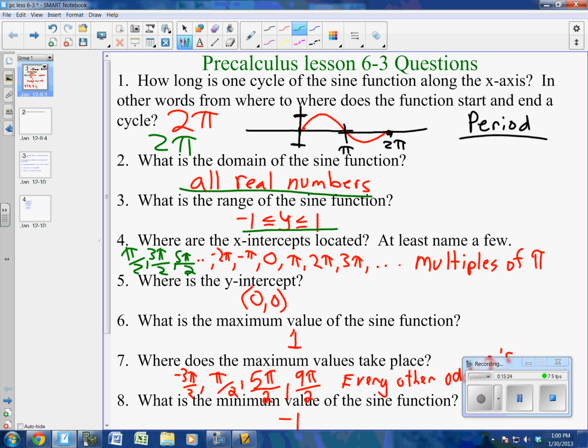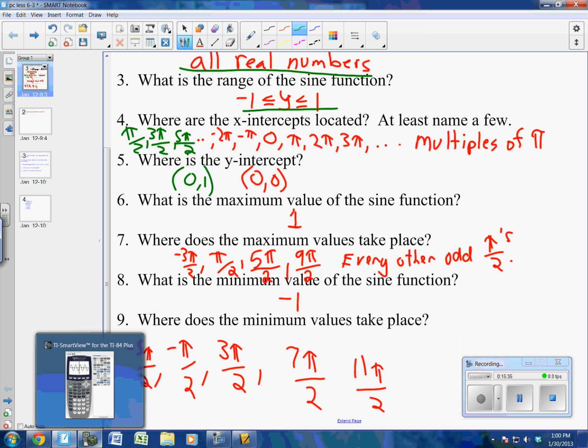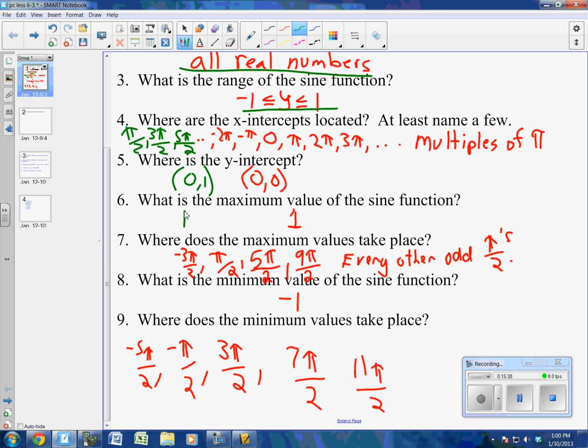Okay, where's the y-intercept on the cosine? 0, 1. What is the maximum of the cosine function, you guys? 1. Where do the maximum values take place? Every other pi. Start all the odd pi halves. Wait, all even pi halves? No, wait. Every even pi, yeah. Even pies.